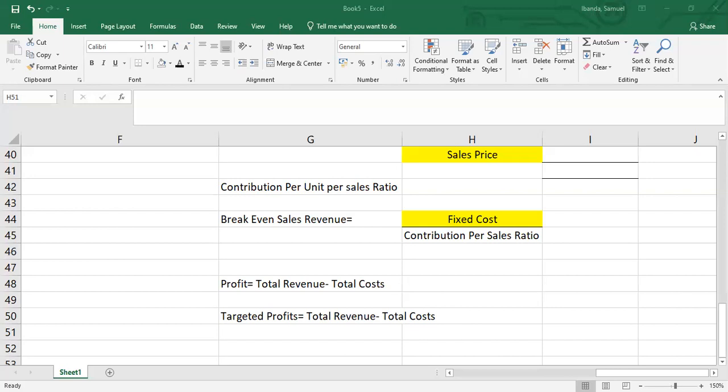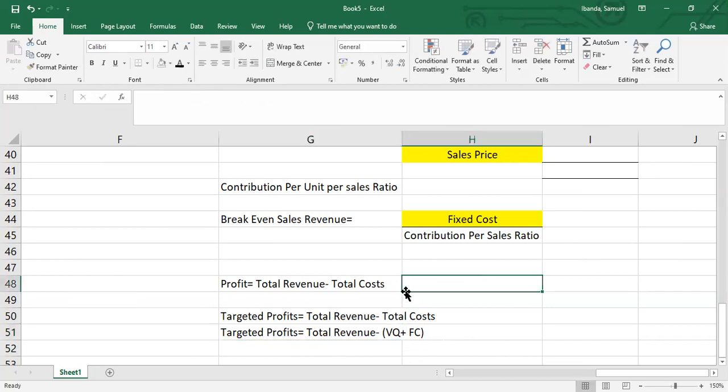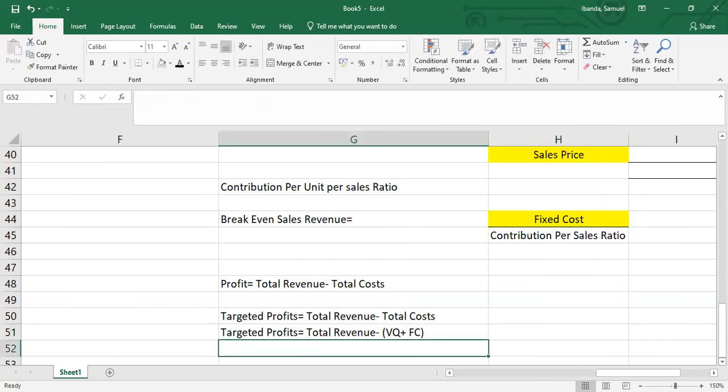Now, it's important for us to also understand that your targeted profits can also be total revenue minus total cost. Now, this total cost is variable cost times quantity, where V is the variable cost per unit. That is why we multiply it by Q to get the total variable cost, plus our fixed costs. You get it? So that is what we have if you try to adjust this.